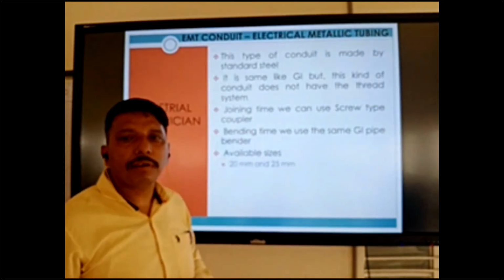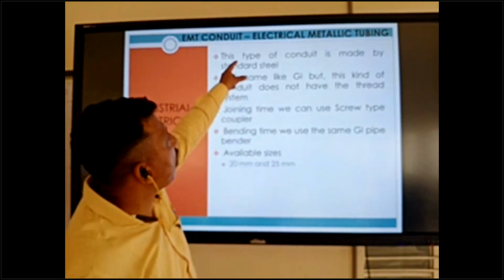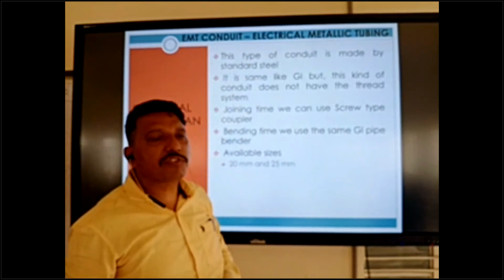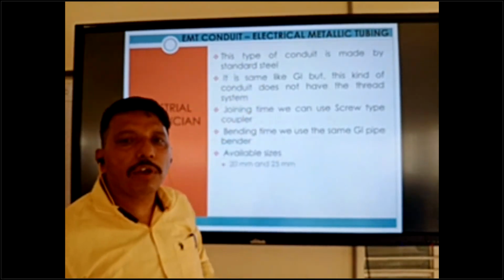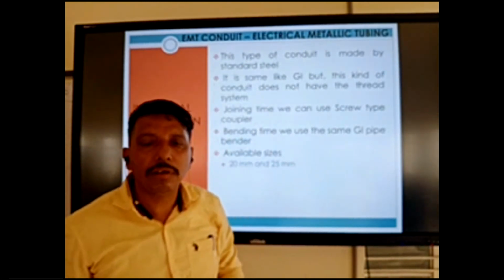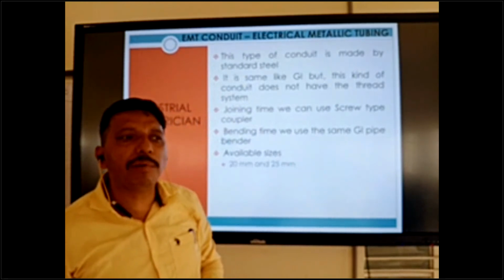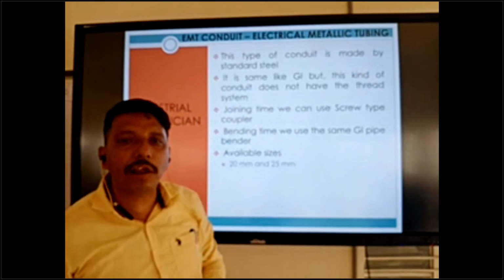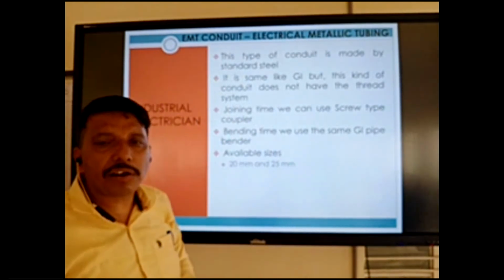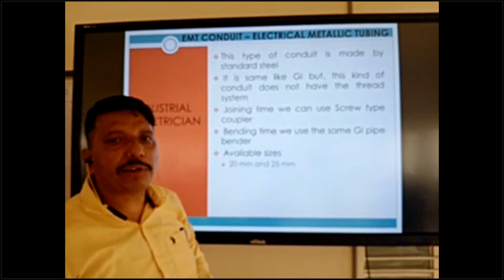In this pipe, iron rust is not coming. This is standard steel, so this is also expensive. In most government projects in the Gulf, we use EMT type conduit. In normal projects, we use GI conduit, galvanized iron. This is GI, galvanized iron type. So EMT we can use as standard. This conduit is made of standard steel.